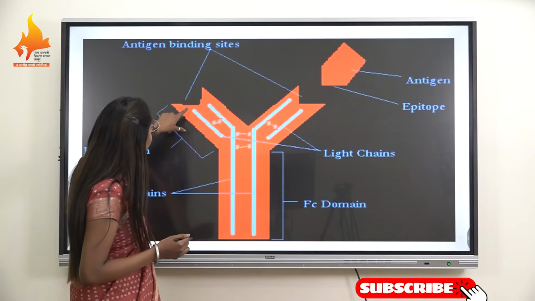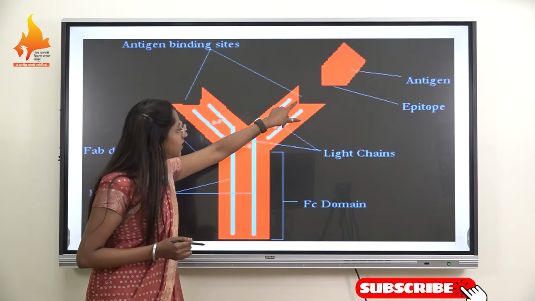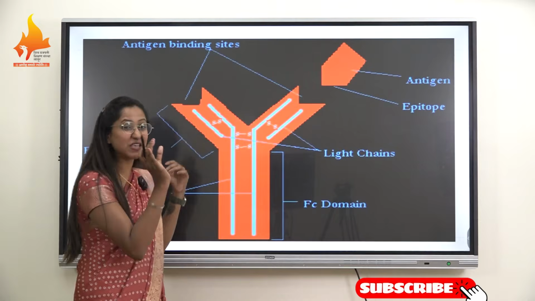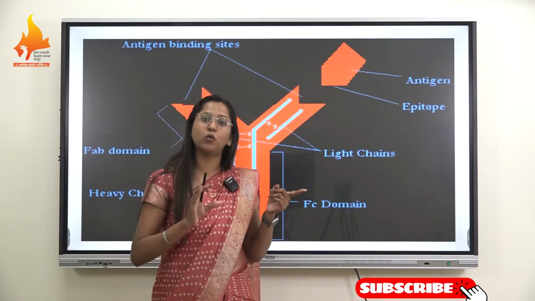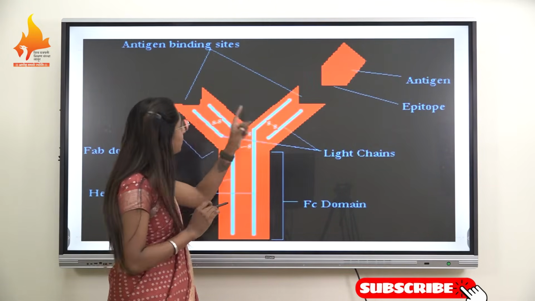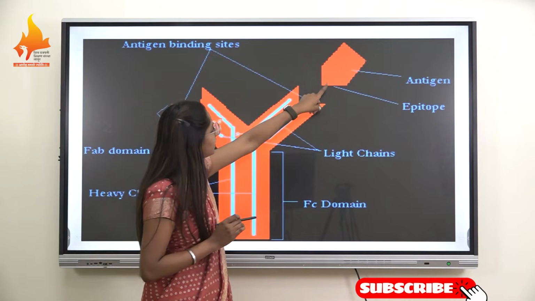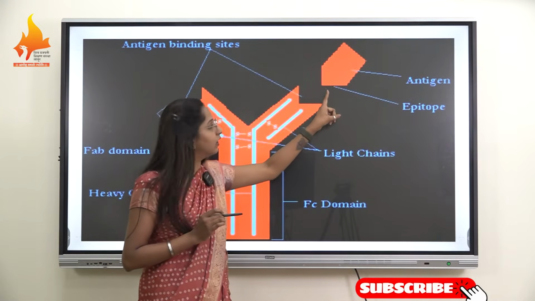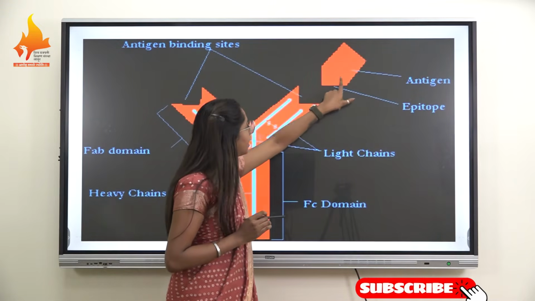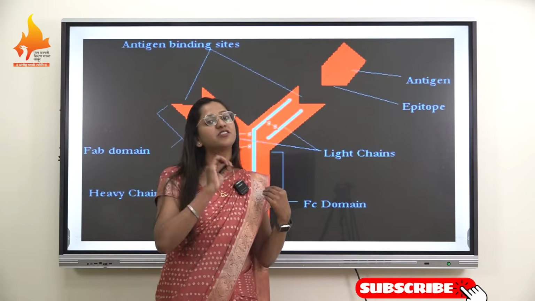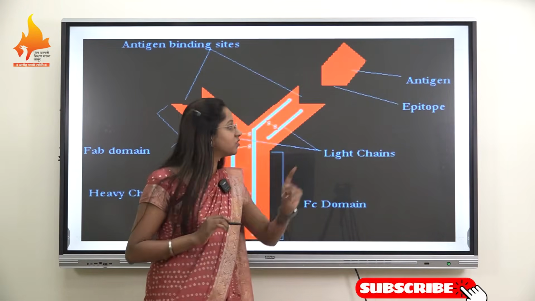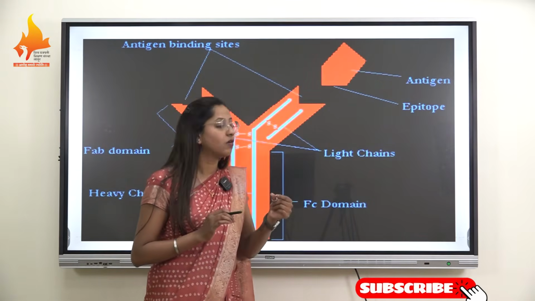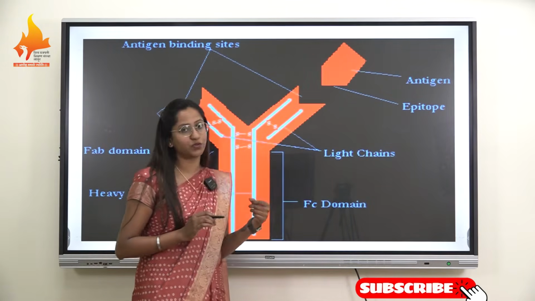Additionally, this particular portion is called the paratope. The paratope is the portion specifically designed to bind with an antigen. Further, you can see this portion is called the antigen. This is a foreign material or pathogen. This antigen on its surface has several portions called epitopes, which are the binding portions for these paratopes.